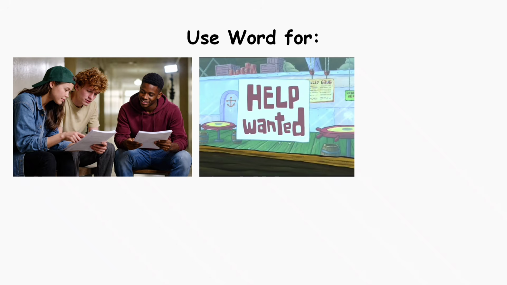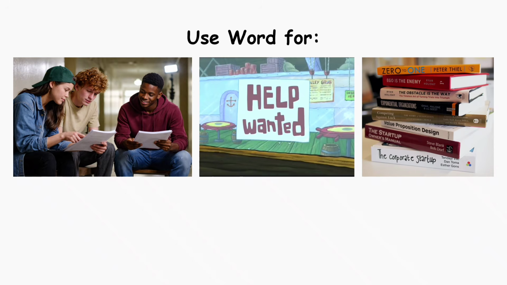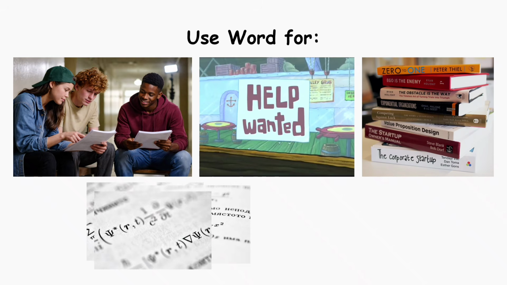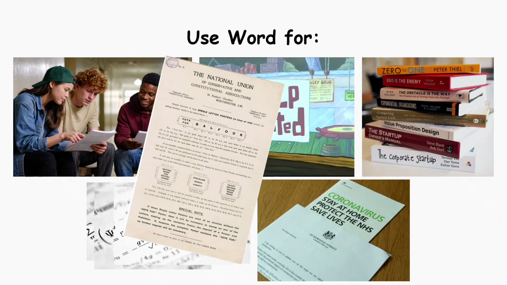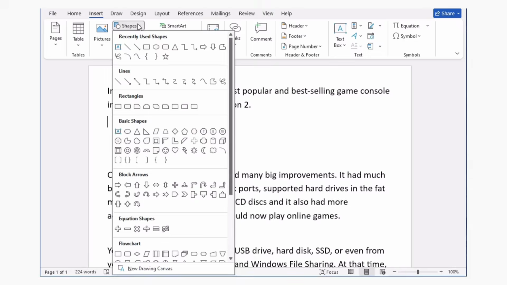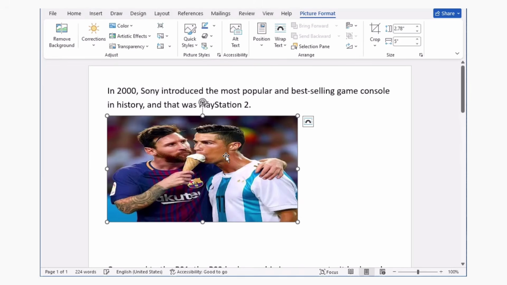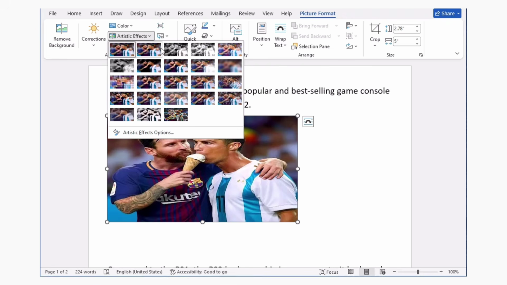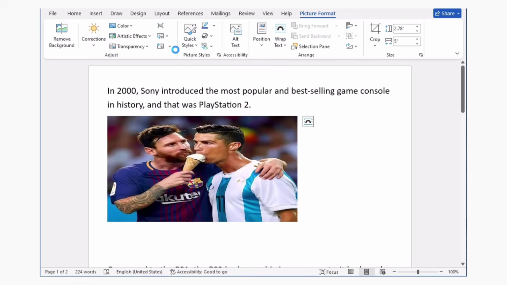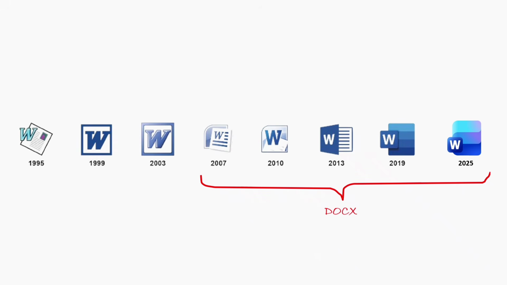We use Word to write movie scripts, design job advertisements, write books, create exam papers with beautiful formulas, and basically do anything that involves writing. With Word, you can insert shapes, tables, charts, and even pictures into your text and design and arrange them depending on your work. Word files are saved in docx or doc format in older versions.